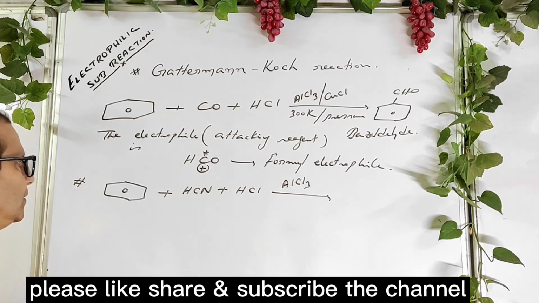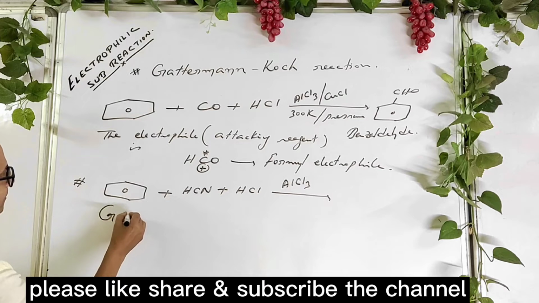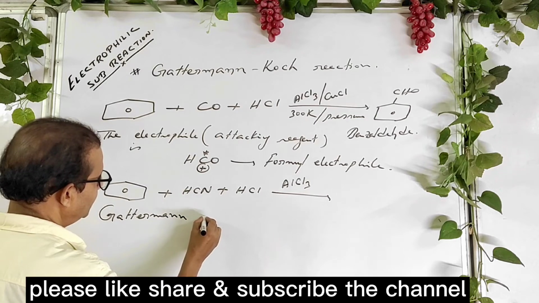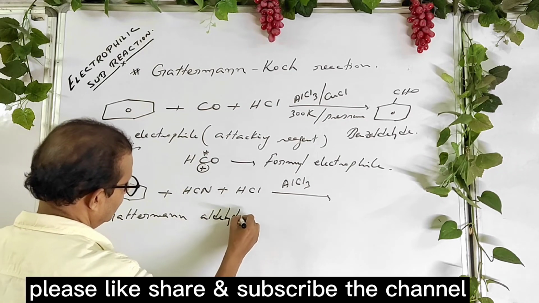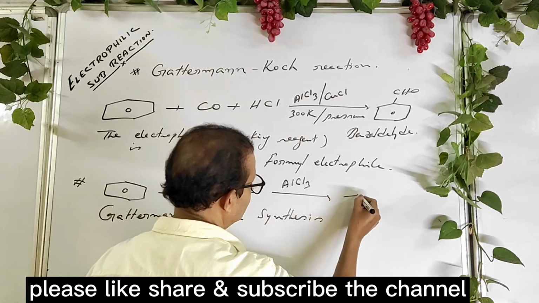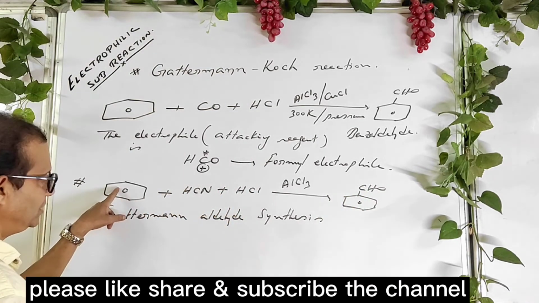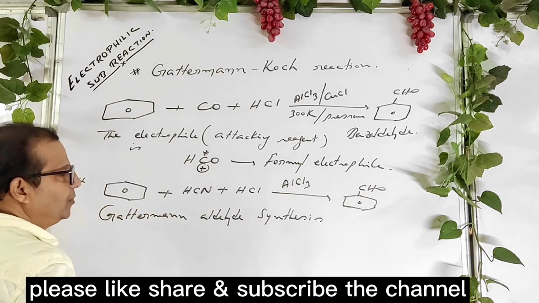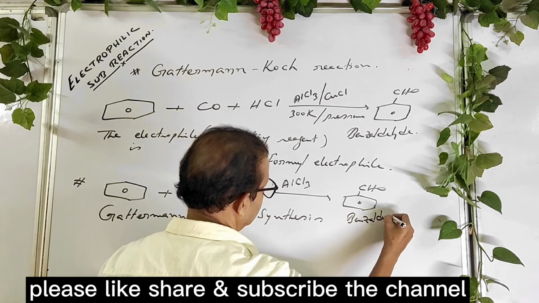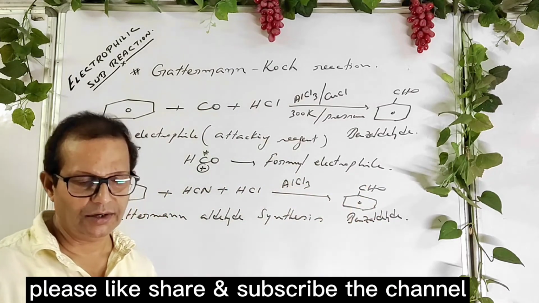What is the name of the reaction? The reaction is called Gattermann aldehyde synthesis. And in this reaction also we get benzaldehyde. See, you have benzene, you get it. So obviously it is an example of electrophilic substitution reaction. Here also you get benzaldehyde. Now the question is, what is the attacking reagent or electrophile here?